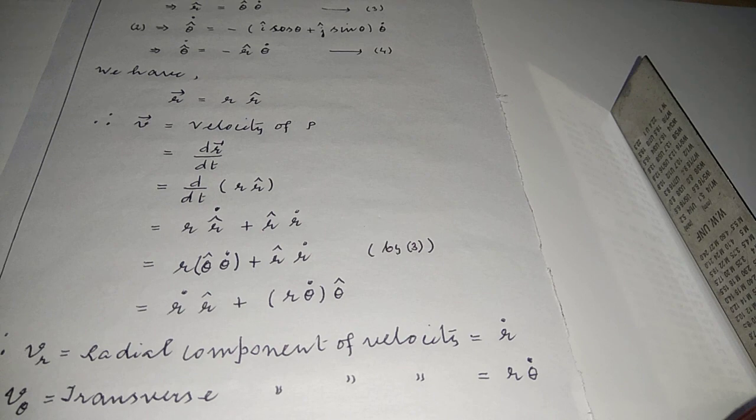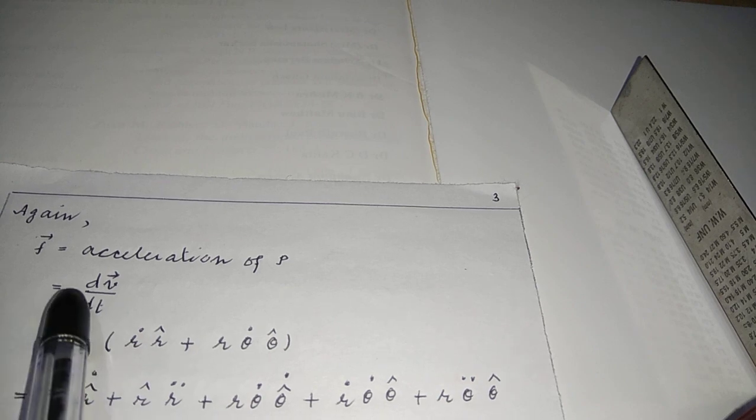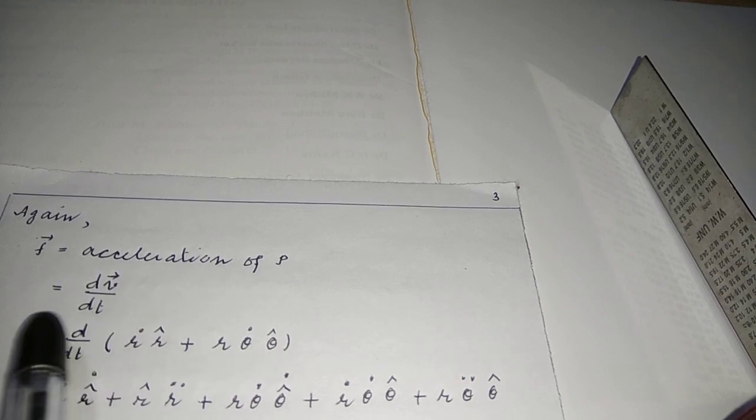Okay, now next we come to the acceleration part. So what is acceleration? Acceleration is nothing but the rate of change of velocity. So f bar is the acceleration of the particle, or of the point P, and it is the rate of change of velocity. We can write it as d v bar by dt. Now v bar, you already know the expression for the velocity components: v bar is equal to r dot r cap plus r theta dot theta cap. So now we have to differentiate this with respect to t.